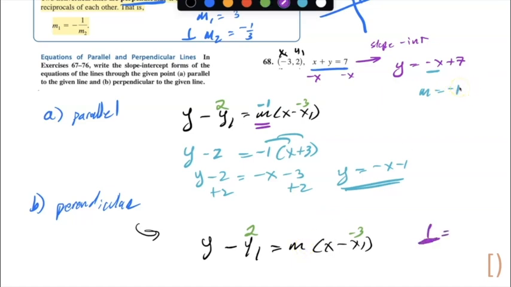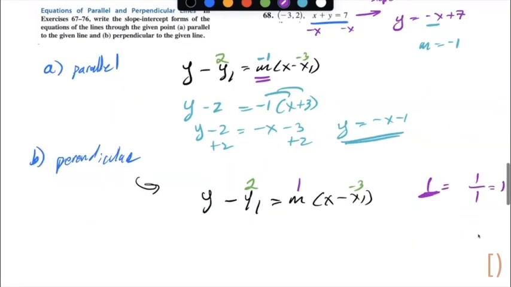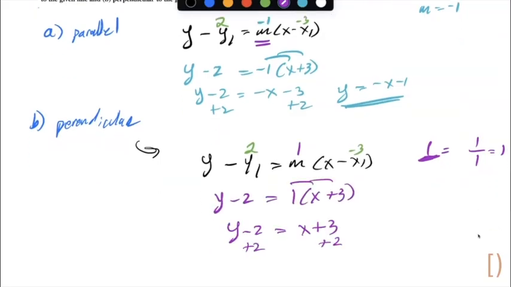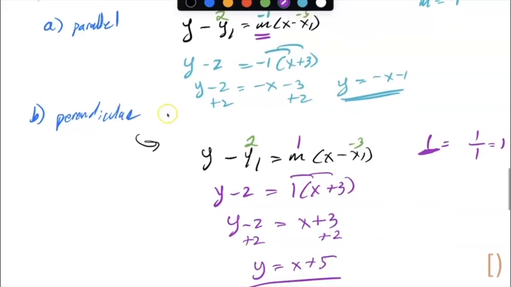We're going to flip it, make it 1 over 1, and we're going to change the sign from a negative 1 to a positive 1. So we just get 1. That's our perpendicular slope. And now they want slope-intercept form. Just simplify it real quickly. Distribute the 1, and then move over that. And here we go. We found the equation of a line that's perpendicular to the line they gave us. And that's it. That's the lesson.